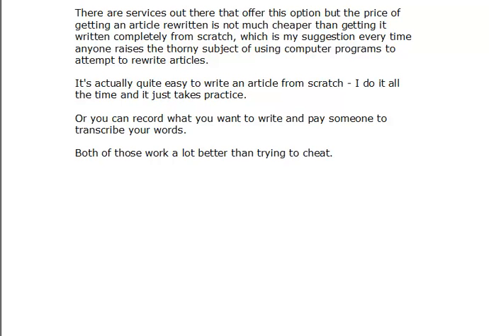Just record the audio, send it to someone to transcribe it. On somewhere like Fiverr, it's $5 for 10 to 15 minutes worth of transcription. That's 2 or 3 articles. And both of those work a lot better than trying to cheat.